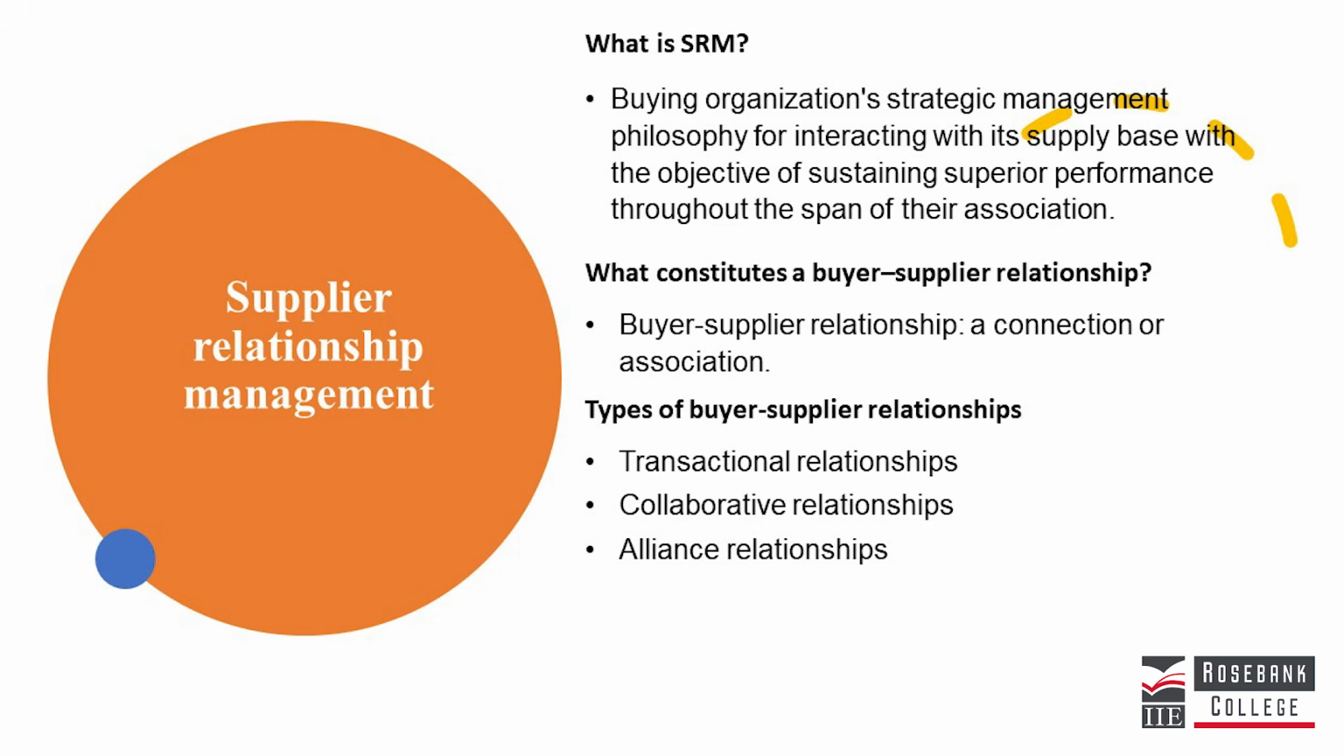The second type of buyer-supplier relationship is called collaborative relationships. This is where buyers and sellers recognize a need to cooperate to achieve cost effectiveness, quality, and on time delivery. Therefore, organizations aim to build collaborative relationships with suppliers.